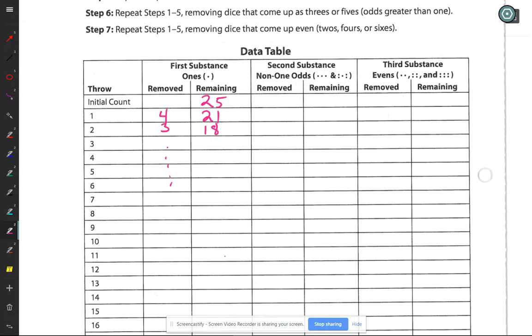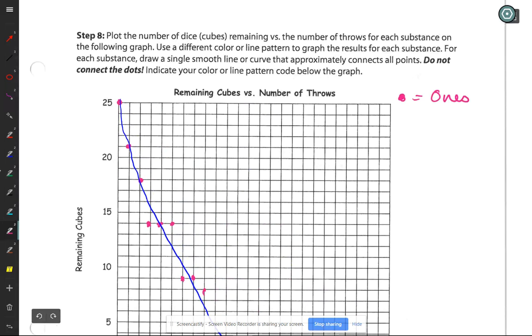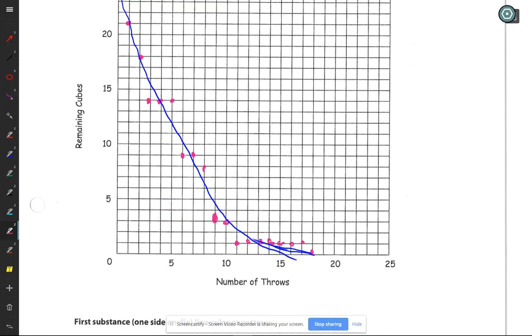For the last one, you remove all of the evens. So that's why you want us to have 3 different colors, because we're graphing each different. Yes. So you're making all 3 graphs on the same graph here. So you now have 3 lines.